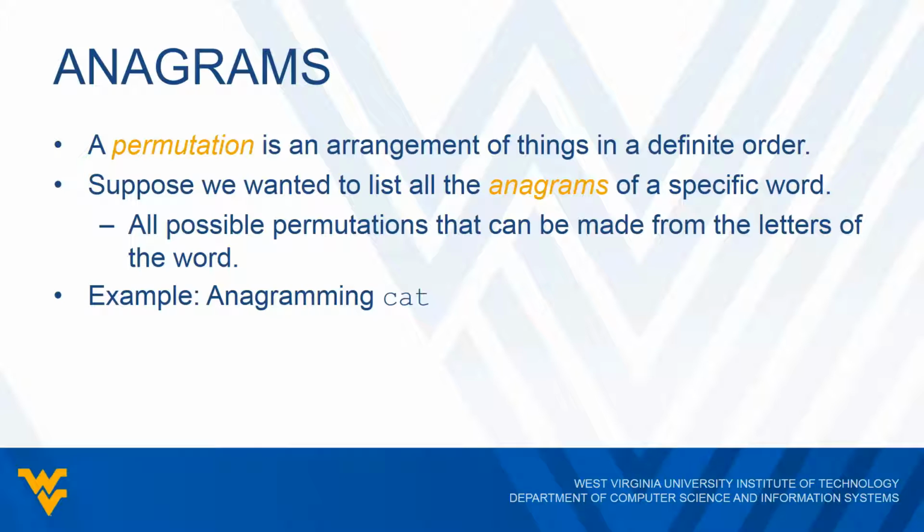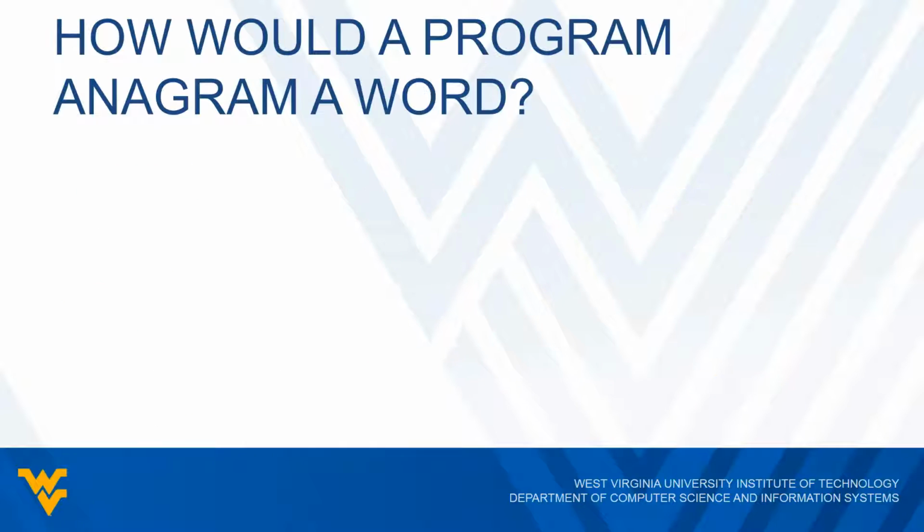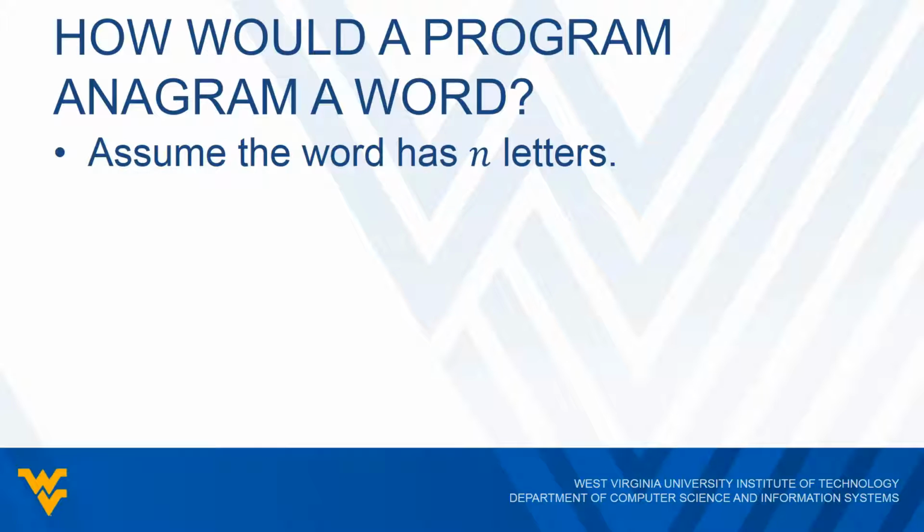So the possible ways we can arrange the letters in unique orders would be cat, CTA, ATC, ACT, TCA, and TAC. And what we find is that the number of possibilities, or number of ways that we can arrange those letters, is the factorial of the number of letters. So how would we have a program anagram a word? Well, let's assume that the word has n letters.